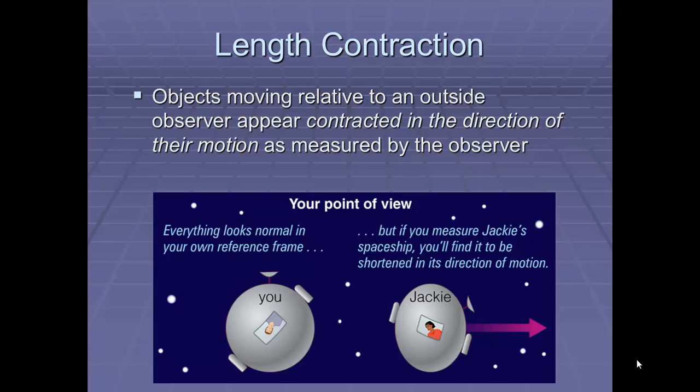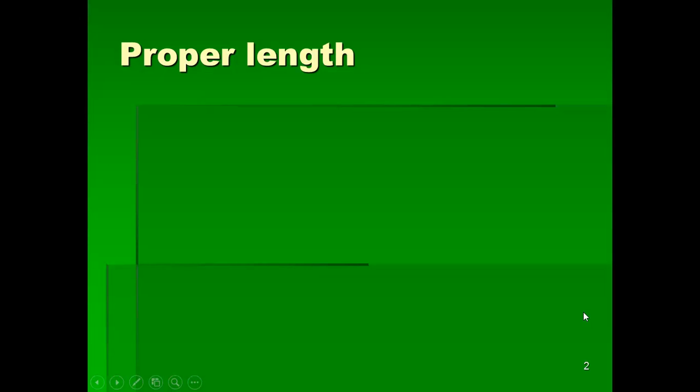During this session I'm going to be talking about the length contraction which takes place due to the ideas of special relativity. Objects moving relative to an outside observer appear contracted in the direction of their motion as measured by the observer. So what we're saying here is everything looks normal in your own reference frame, but if you measure Jackie's spaceship, you'll find it is shortened in the direction of her motion. So let's explain why this observation comes about.